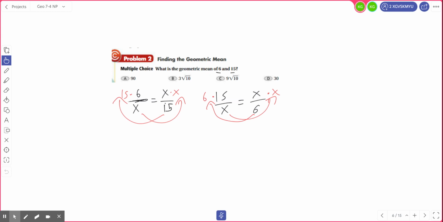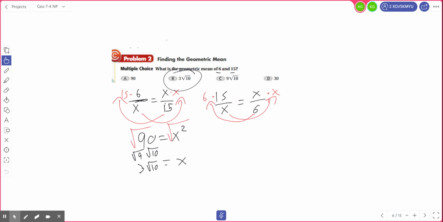So in this case, 15 times 6 is what? 15 times 2 is 30, so it's 90. So 90 equals x squared, and then we do the square root on both sides, so we can find out what x is. The square root of x squared is x, and the square root of 90 is the same as the square root of 9 times the square root of 10, and the square root of 9 is 3. So 3 root 10 is our correct answer.